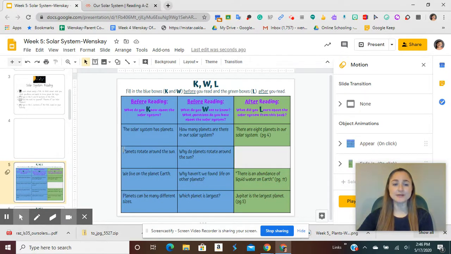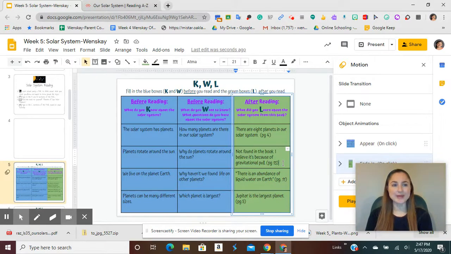Now, the last one, planets rotate around the sun. Why do planets rotate around the sun? When I read this book, it did not specifically address that question. Not every question that you ask will be answered within the text. Make sure that if you don't find something in the text that you write that it was not found in the book or not found in the text.